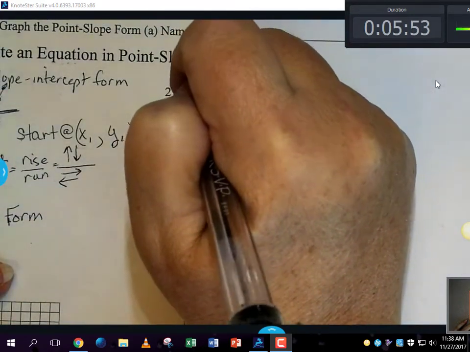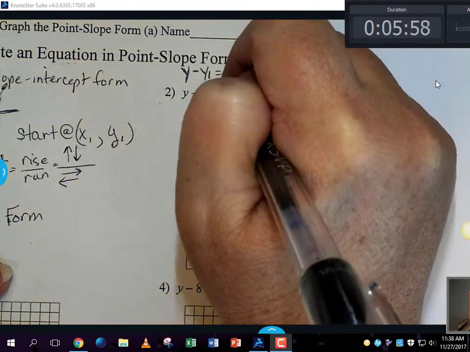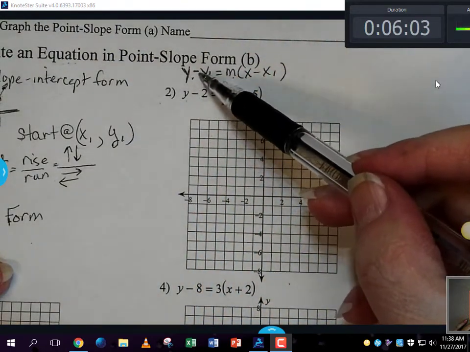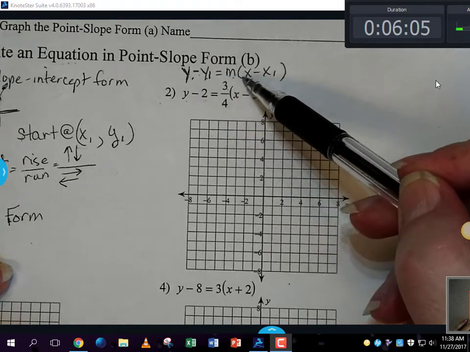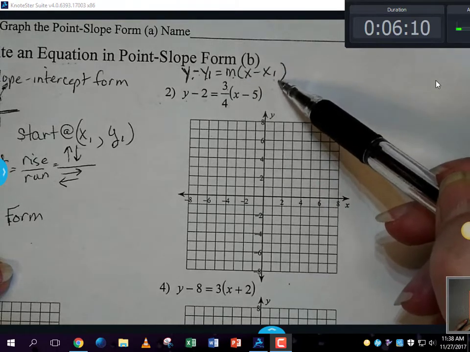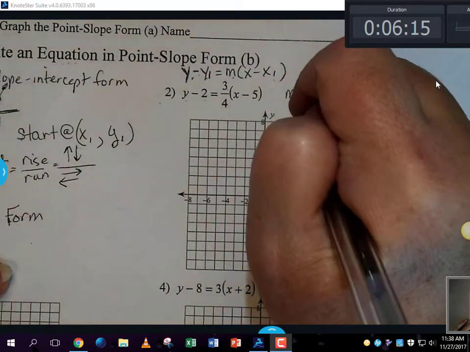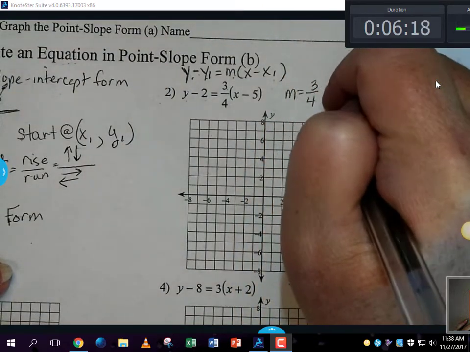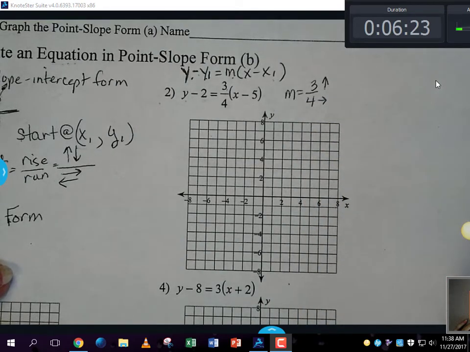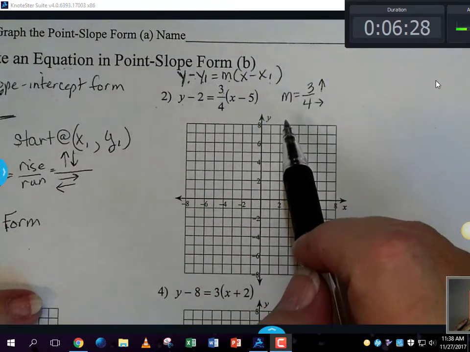So the template is what I call it when there's no numbers in it. The template is y minus y1 equals m times the quantity x minus x1, where the m is being multiplied times the quantity. In this case, m is 3/4. So that's really easy, which means the positive 3 tells us to go up by 3 and the positive 4 tells us to go right by 4. Of course, we need to know where to start. That's where the x1, y1 comes in.